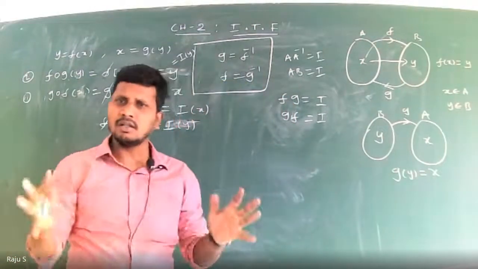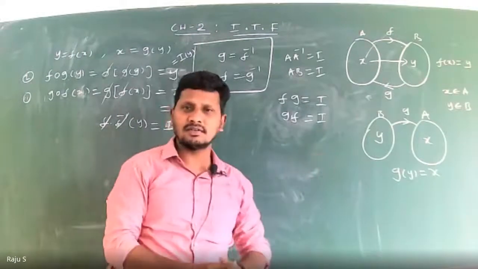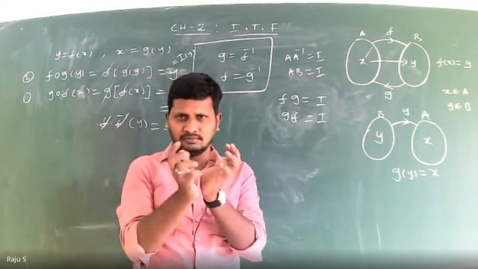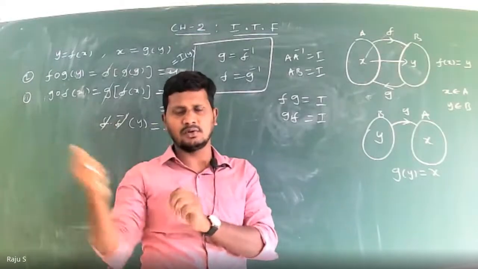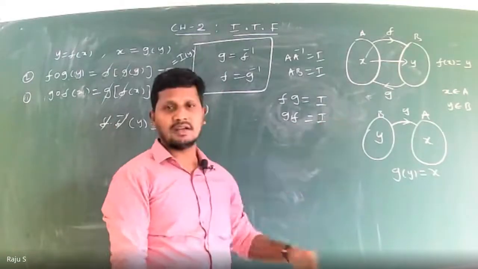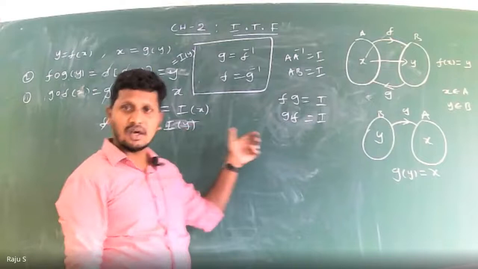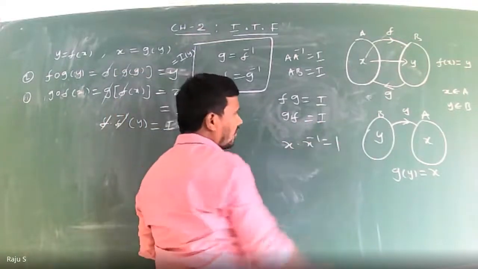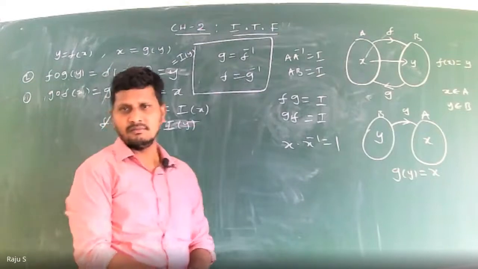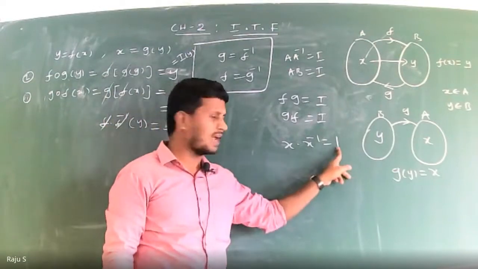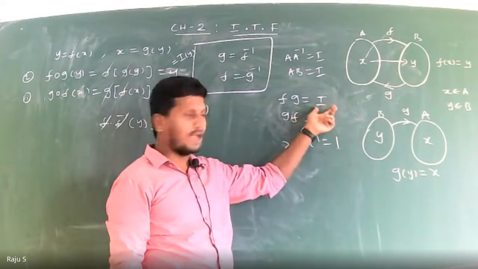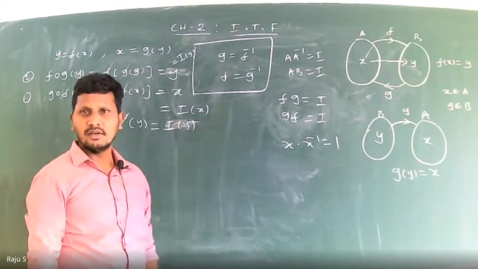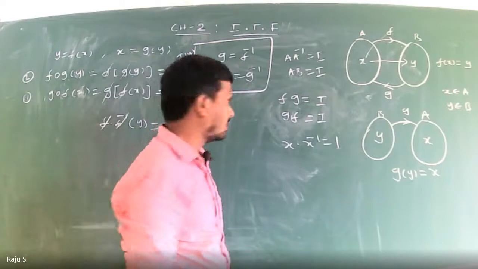So it may be algebra, it may be matrices, whatever the concept we can take. The product of the two functions is equal to the identity, it may be an identity matrix or identity function or unit. For example, in algebra, if x inverse is equal to 1, one is the identity. In matrices, identity matrix. In functions, identity function. Like that we can consider.